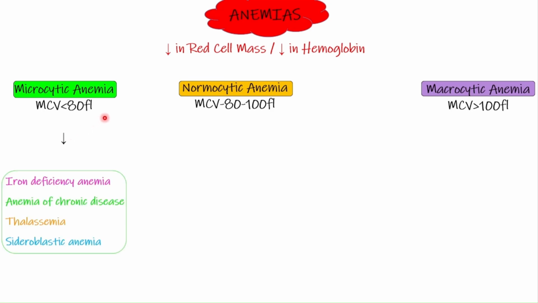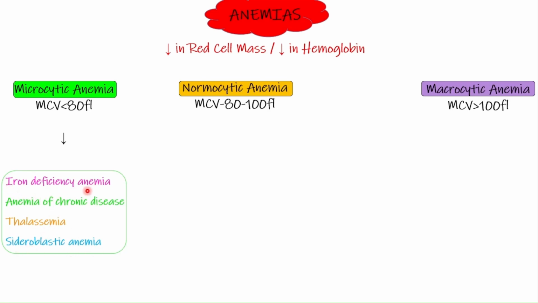Microcytic anemia includes iron deficiency anemia, anemia of chronic disease, thalassemia, and sideroblastic anemias. When you have a CBC report, there you have hemoglobin. If the hemoglobin is lower than normal, then you go to the MCV and see what the MCV of the red blood cell is. If the MCV is less than 80, then it is microcytic anemia, and the causes are these four: iron deficiency anemia, chronic disease, thalassemia, or sideroblastic anemia.